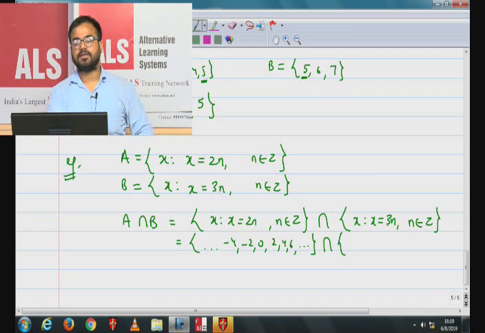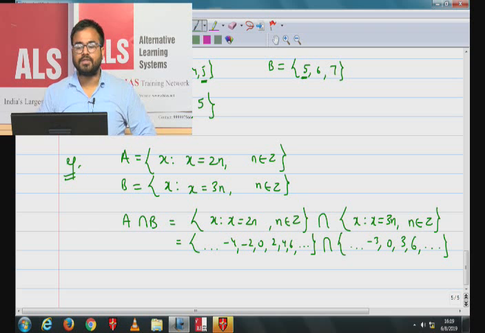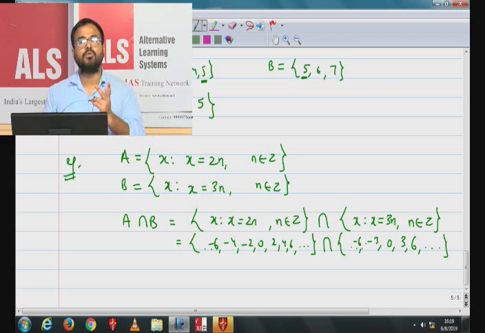And in this one, these are the multiples of 3, so minus 3, then 0, then 3, then 6, and so on. Now out of these two, we have to see which are the elements common to both of them. You can see there will be one more element over here, -6, and here also there is one more element, -6. So the multiple of 2 and multiple of 3 which is common to both of them is given by the LCM of 2 and 3. LCM of 2 and 3 is 6.